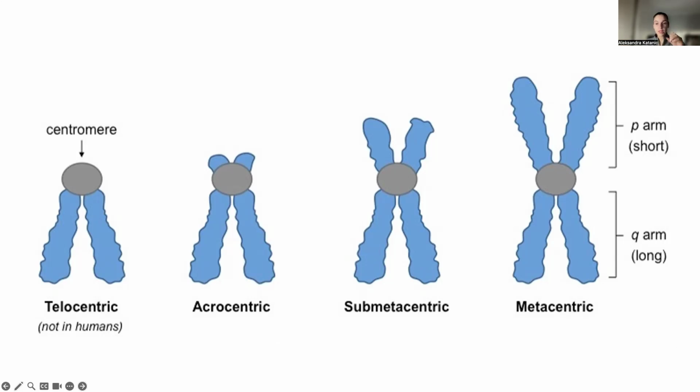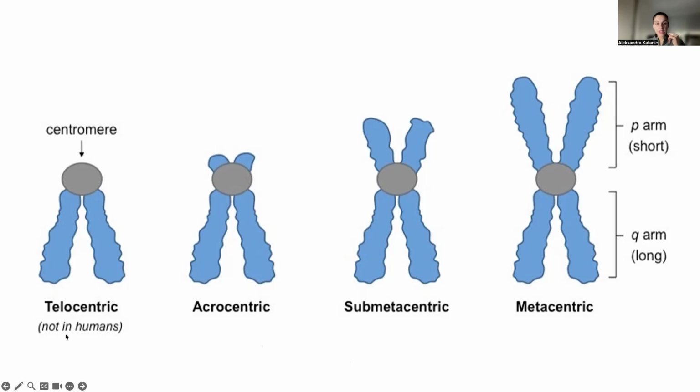Metacentric is where the centromere is near the middle, so the P and Q arms are roughly equal. Submetacentric is where the centromere is just off center, giving unequal arms. So we can obviously tell the difference between P and Q. And then acrocentric is very close to one end, so the P arm is tiny. This is what it looks like for chromosome 13, 14, 15, 21, and 22 in humans. Their P arms are so short that they mostly just carry ribosomal RNA genes.